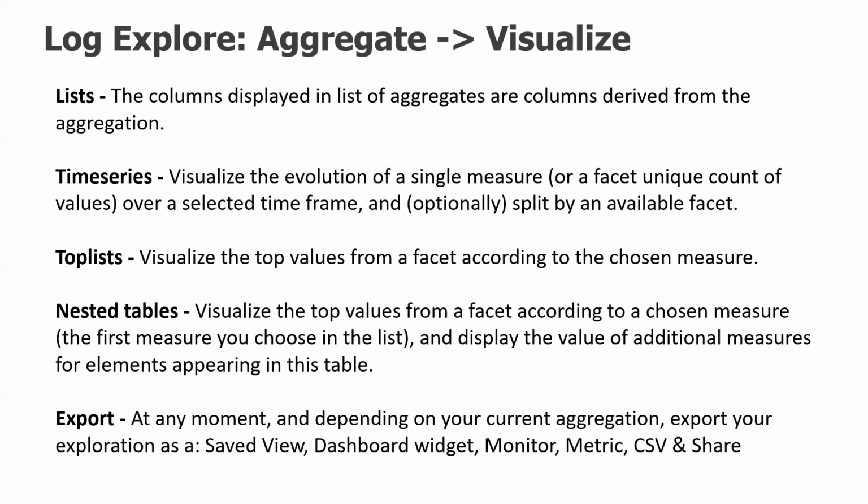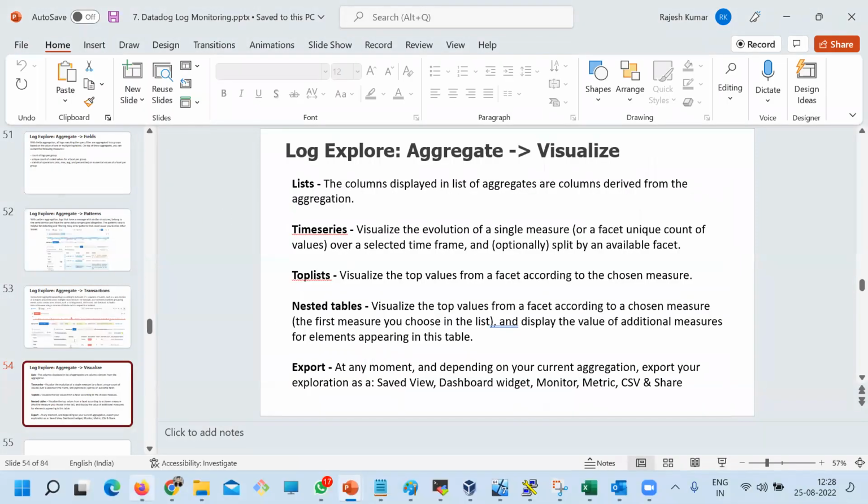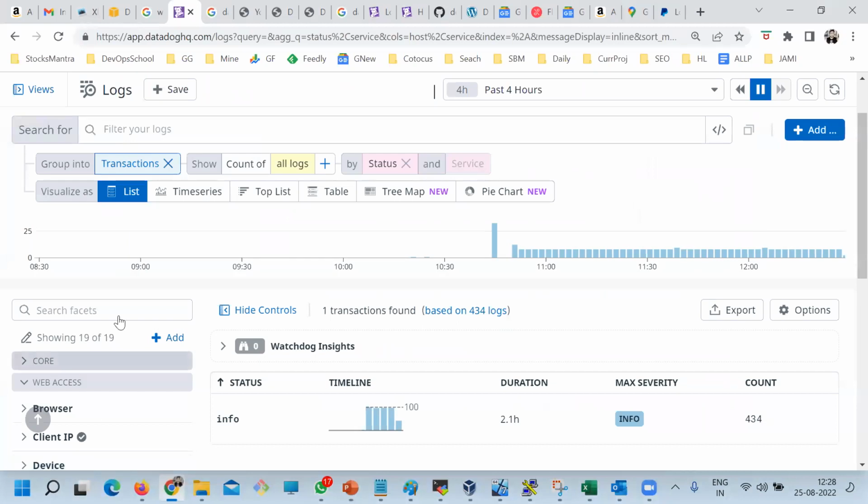Okay, now how do we visualize it? So here we have visualizations, multiple methods are there. List is one of the ways, the one which you are seeing. That's the default actually. You can see the time series also, top list, table, and export option. Where exactly is that? So let's look at this.